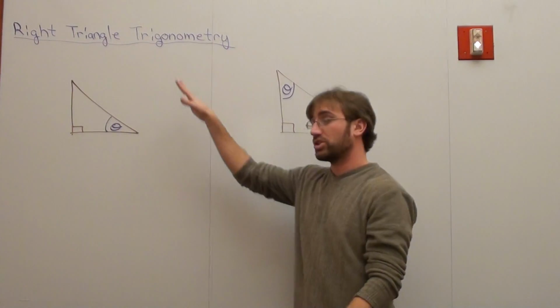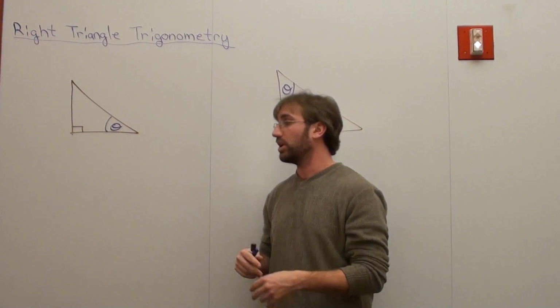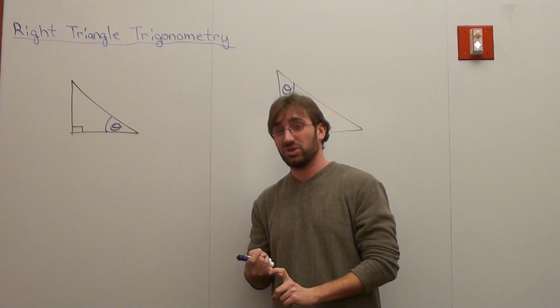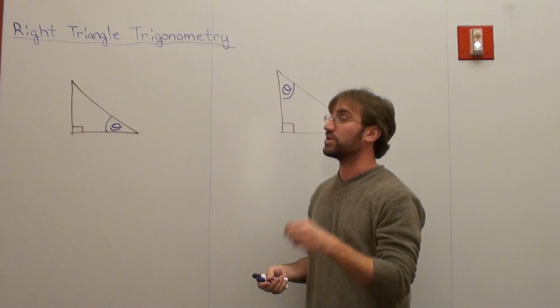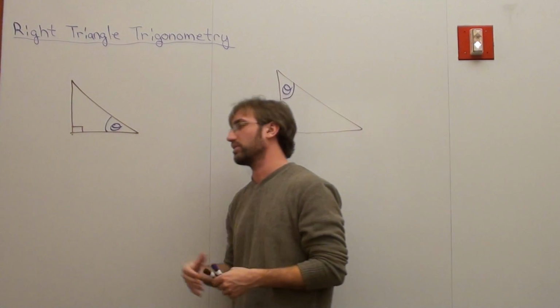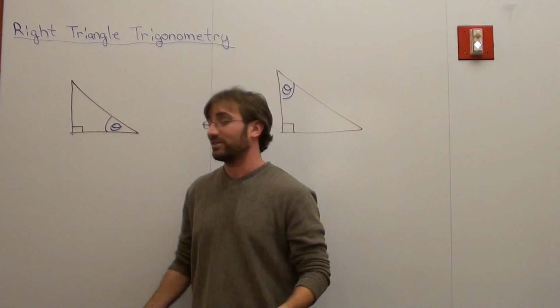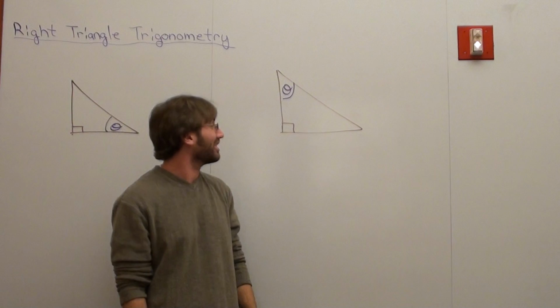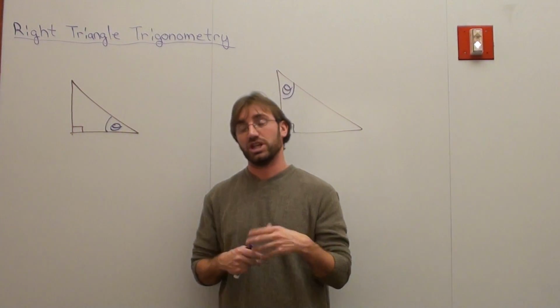Hello again. Right triangle trigonometry is what we're doing, and in this particular lesson we're trying to identify what the hypotenuse, the opposite side, and the adjacent side of a triangle are. I've got two triangles here. I tried to draw them as identical as I could. They're pretty terrible, but what are you going to do? Anyways, I want to figure out what the opposite, the hypotenuse, and the adjacent side of a triangle are.